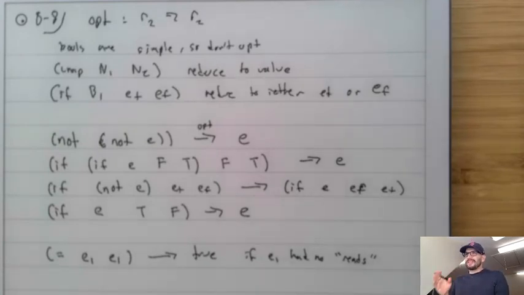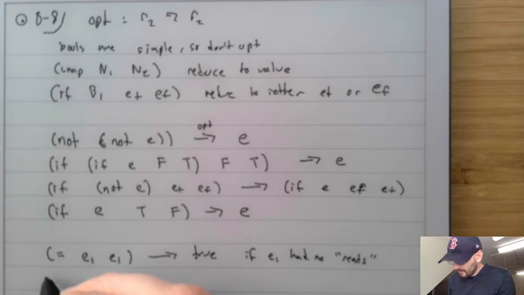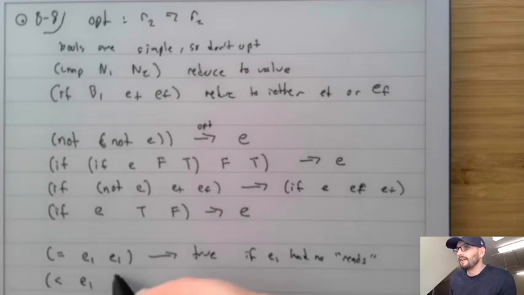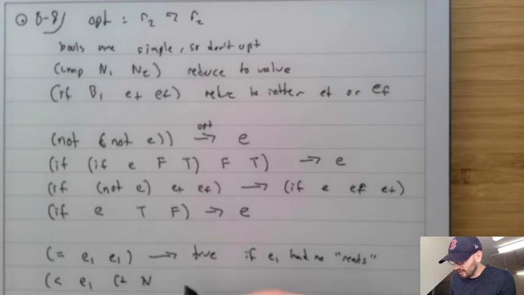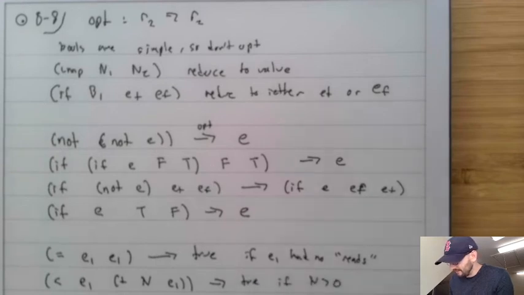So, with all of these ideas in mind, here's actually another thing that we could think about. We could think about turning a less than of E1 and then an addition of some concrete number n and E1. We could imagine turning that into true if n is greater than 0. So there's all these optimizations that we could imagine doing. And you should come up with a few of them.